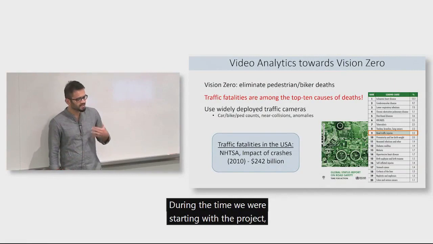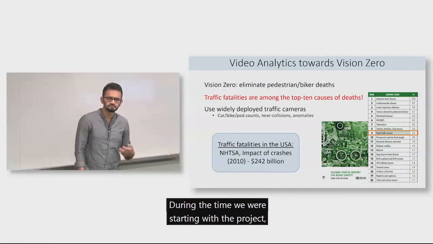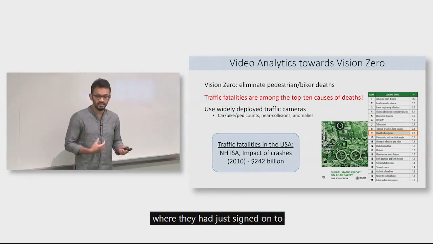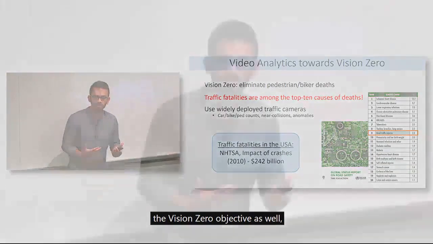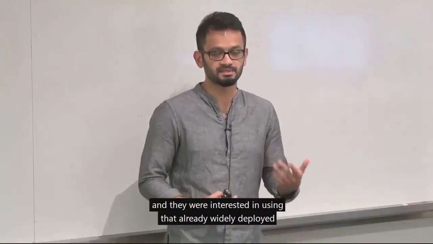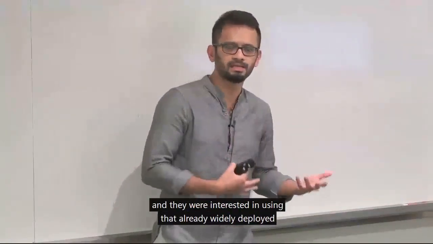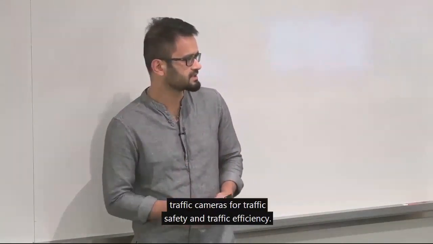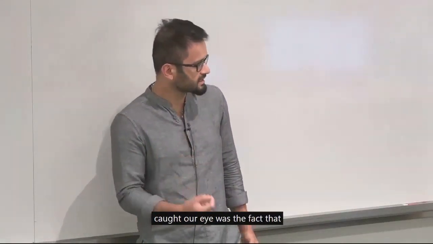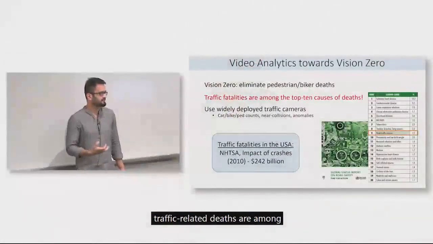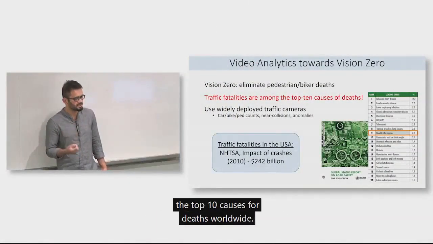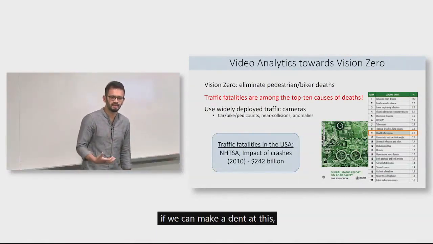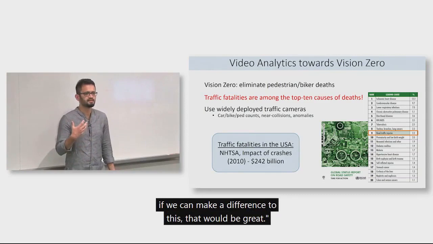And during the time we were starting the project, we reached out to the nearby city of Bellevue in Washington, where they had just signed on to the Vision Zero objective as well. They were interested in using their already widely deployed traffic cameras for traffic safety and traffic efficiency. And in fact, a startling statistic that caught our eye was the fact that traffic-related deaths are among the top 10 causes of deaths worldwide. And so we went at it that, hey, if we can make a dent at this, if we can make a difference to this, that would be great.